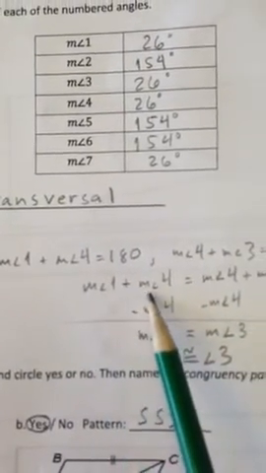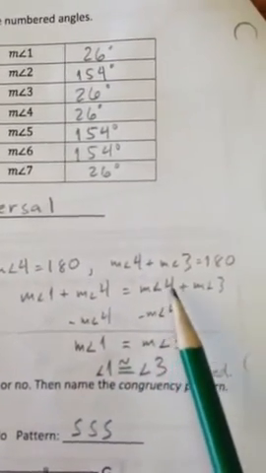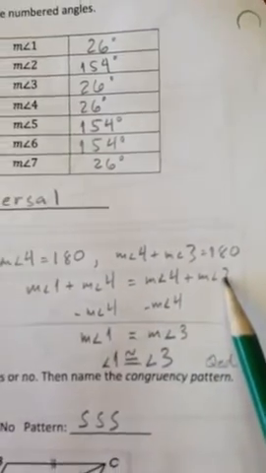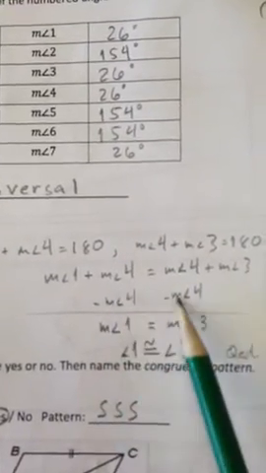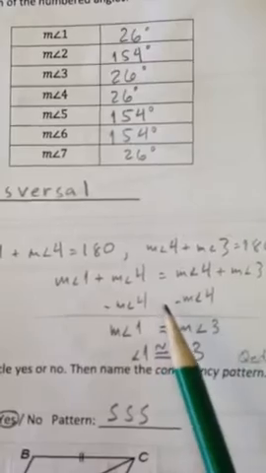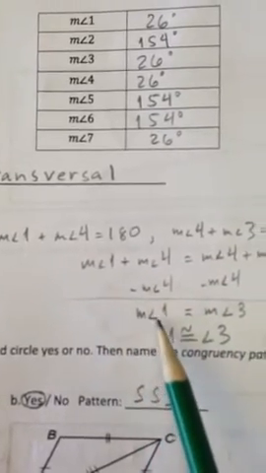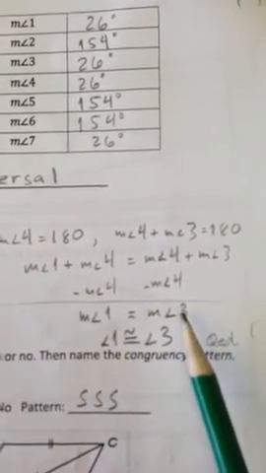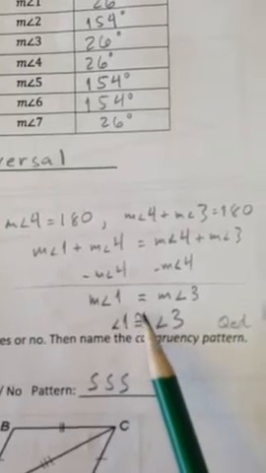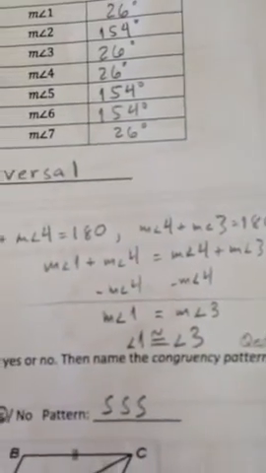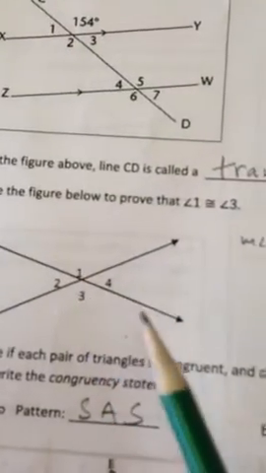So measure of angle 1 plus measure of angle 4 equals measure of angle 4 plus measure of angle 3. Now if I subtract the measure of angle 4 from both sides of that equation, I get simply measure of angle 1 is equal to measure of angle 3. Therefore, angle 1 is congruent to angle 3 and QED. We're done. That's what we proved, that the vertical angles are congruent.